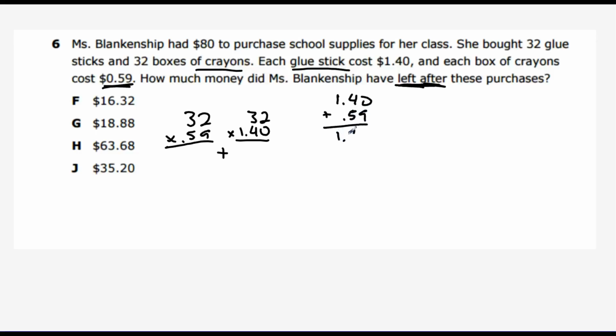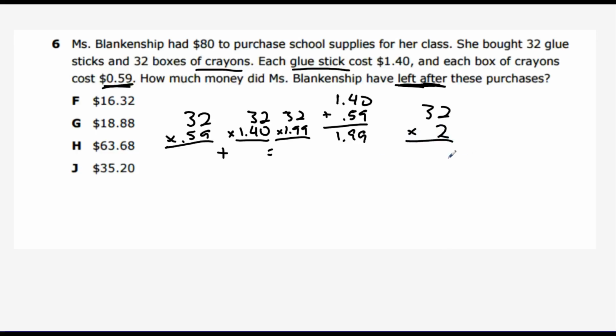Well, that's $1.99. So instead of doing these separately, we could have said, what is 32 times 199? And you would have gotten the same answers if you did these separately and added them together. But I still don't want to do this. Why would I do 199? That's practically $2. I'm just going to do what's 32 times $2.